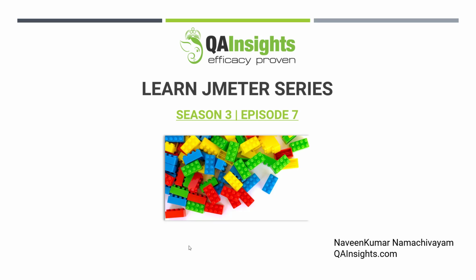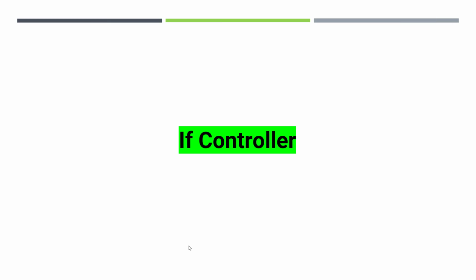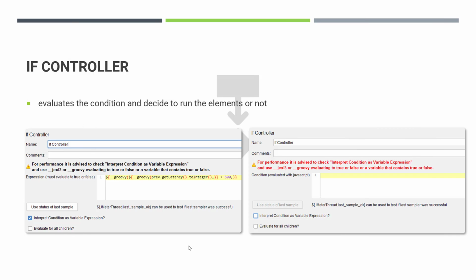Welcome to the Learn JMeter series. In this season 3, episode 7, we are going to start learning about logic controllers. Let us begin with the If Controller. The If Controller helps you evaluate a condition and decides whether to run your elements or not. Whatever you keep under the If Controller, it can be one element or multiple elements. Based on the condition output, it will evaluate and then proceed further.